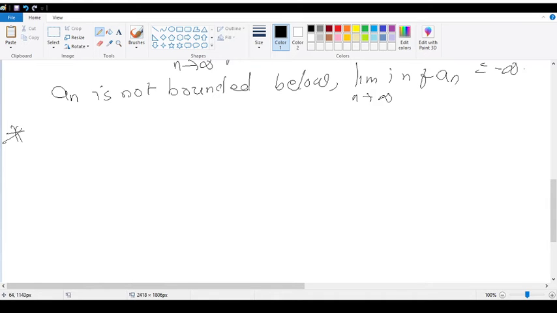Next. Ma'am, can you make your pencil size a little bigger, ma'am? Okay, okay. Size. Okay. Ma'am, there's a size option beside the color. You can change it. Okay, okay. Yes, yes.